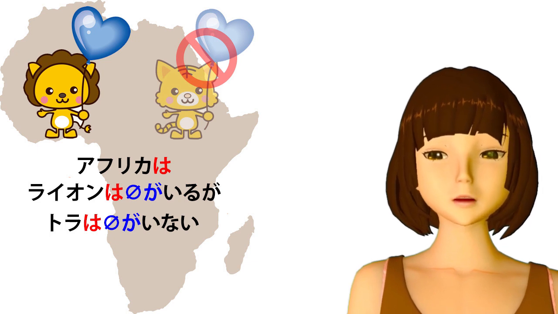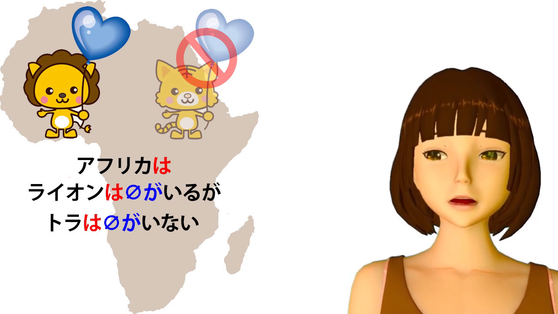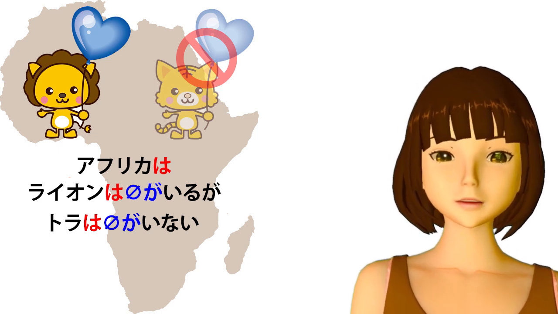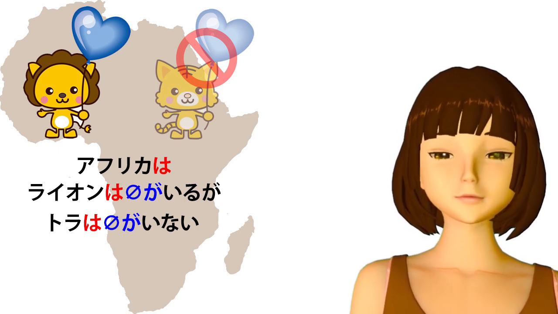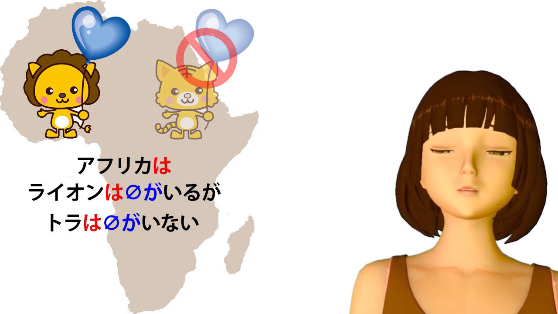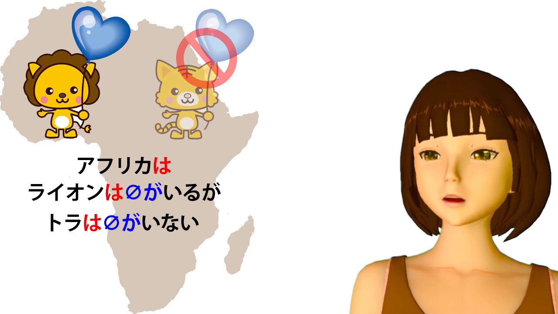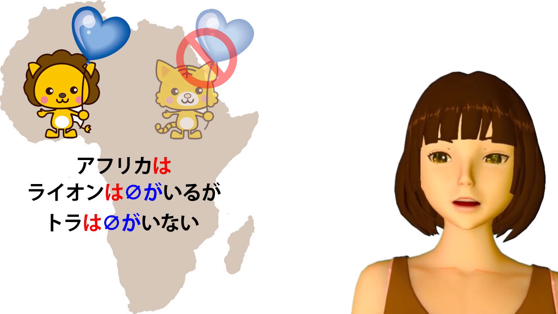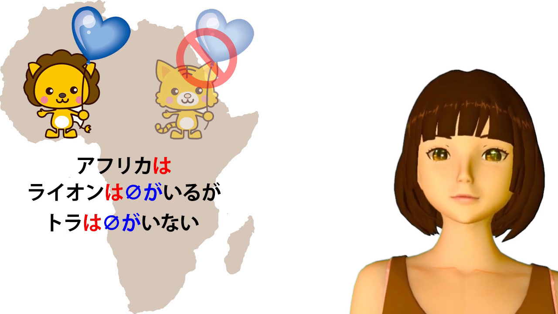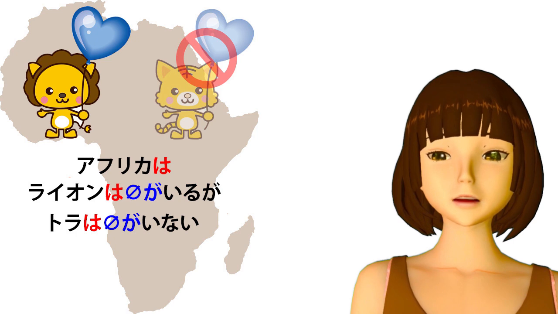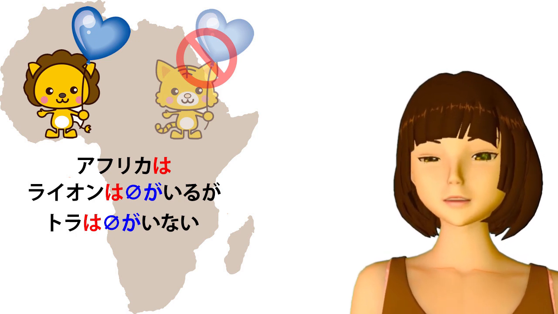So why are they doing that? Well, we know this already. It's because wa is used to distinguish things. So what we're saying here is, speaking of Africa, speaking of lions, they exist. But speaking of tigers, they don't exist. Now, I think we can see how this works in English and how it uses topic marking to distinguish 2 different states of affairs. But this isn't something we would ever say in English.